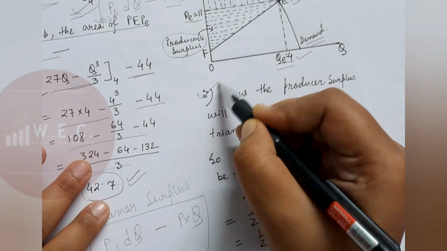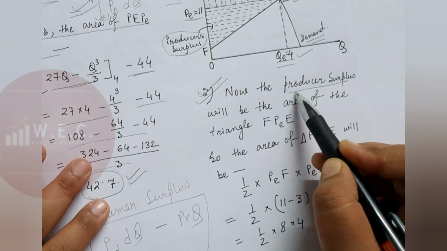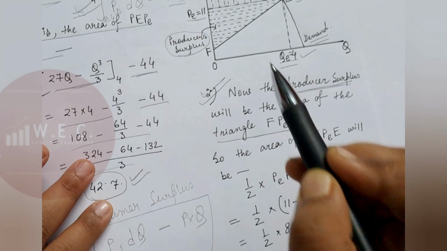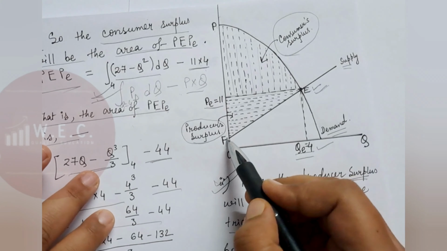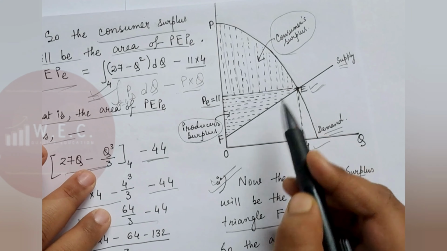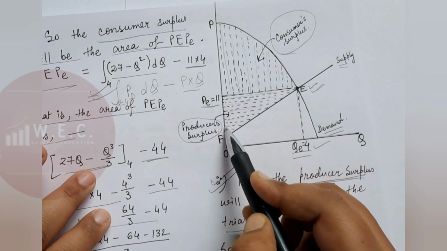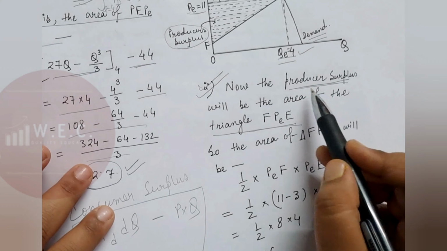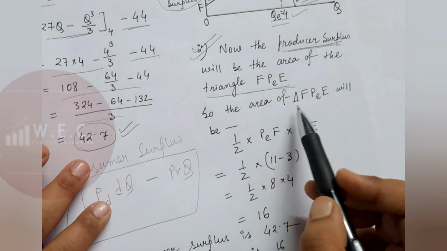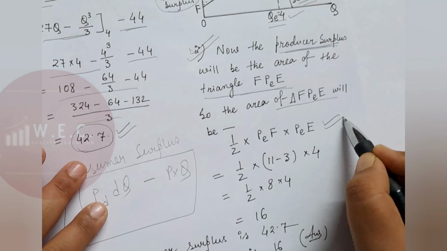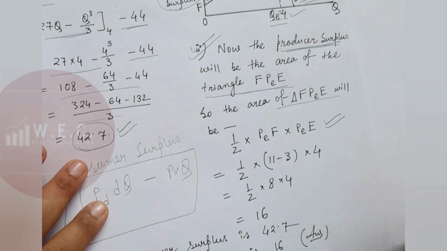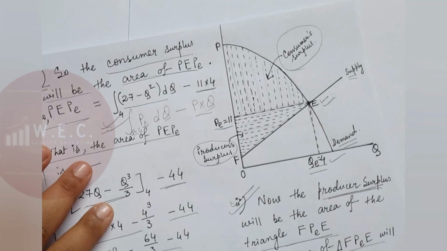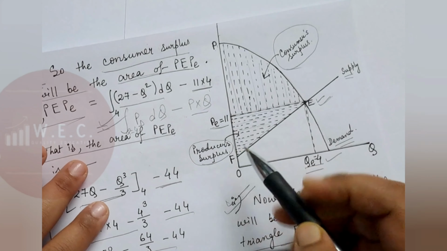Now, let's calculate producer surplus. Producer surplus will be the area of the triangle FPEE, or PEFE, whatever you say. This is the producer surplus. So the area of this triangle will be half into perpendicular into base. It is the formula for the area of a triangle.